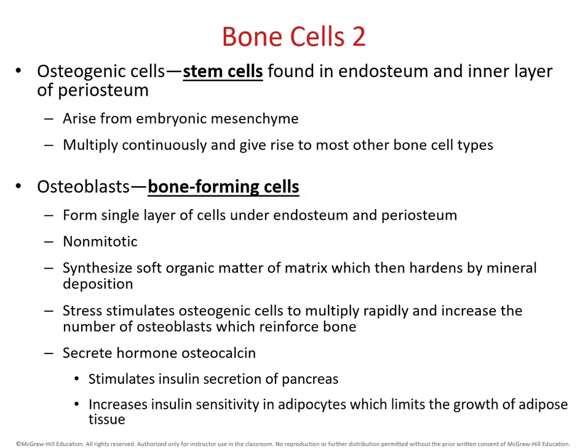When bones are stressed, osteogenic cells multiply rapidly, and that increases the number of osteoblasts, and this could reinforce a bone or repair a bone. Osteoblasts also secrete a hormone called osteocalcin, which, believe it or not, has functions related to insulin and the pancreas.